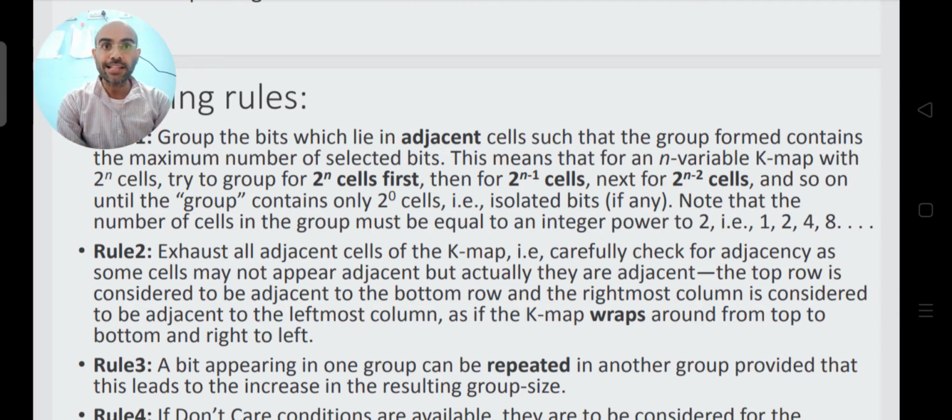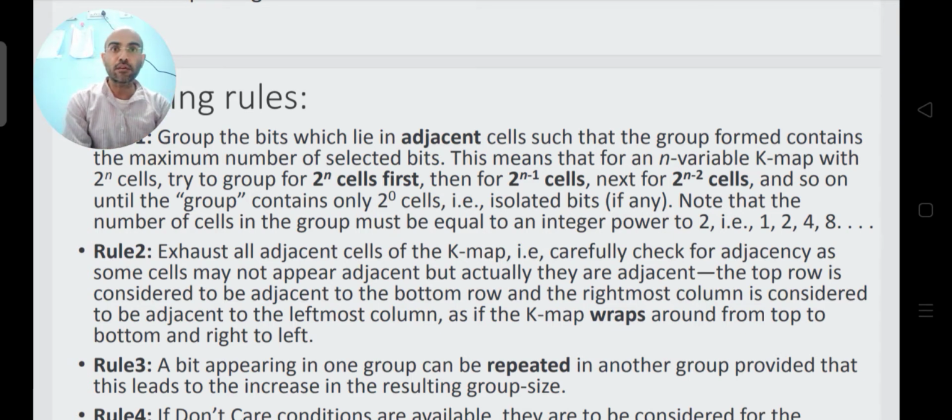The next thing related to it is that the number of cells which you will use to form the group is 2 to the power n. So start with the biggest group first. Try to form the biggest group of 2 to the power n cells, let's say. Then target the lower one, 2 to the power n minus 1 cells. Then target the lower one again. At last you target 2 to the power 0. Don't start from 2 to the power 0 and go up to the power 1, but start from the highest one.